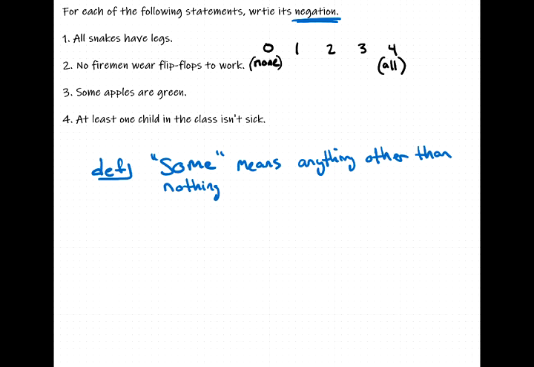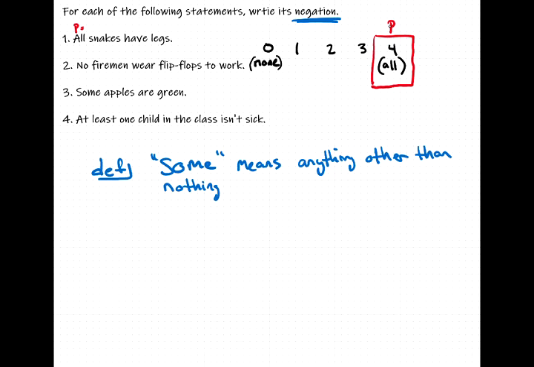All right, so our statement, we'll call this P, is actually a conditional statement in disguise. We could rewrite this as if it is a snake, then it has legs. But we'll just call this statement P: all snakes have legs.